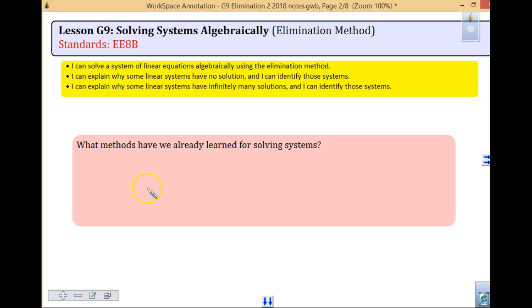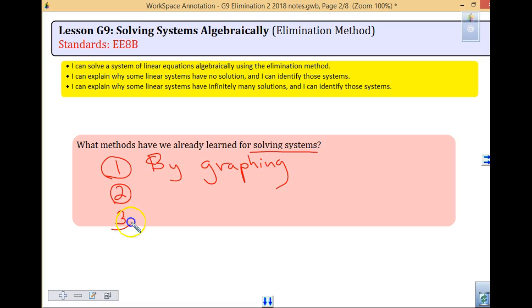The methods that we've learned to solve a system: the first method that we did for the first 3 days of this unit was solving by graphing. Then we've had 2 ways that are considered to be our algebraic methods, which means you're solving the equations. The first was substitution, and this last method that we're going to do a little more of today is elimination.